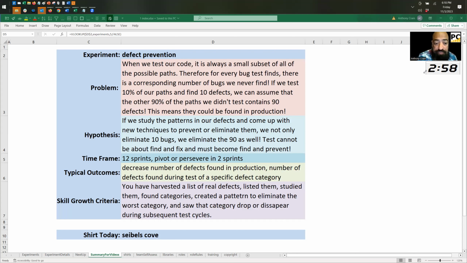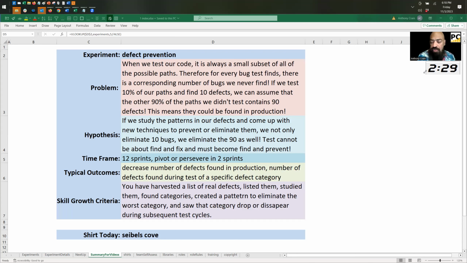Okay. This one's going to take a while, maybe 12 sprints to really start to see the impact, but really after 2 sprints, you ought to start to see the patterns. Typical outcomes, you should see a definite decrease in the number of defects that are found in production because that's the 90. During test, you will find a drop in a category, but because testers should be testing always new ways, you may not see an overall drop in defects there, just defects of the category you've targeted.